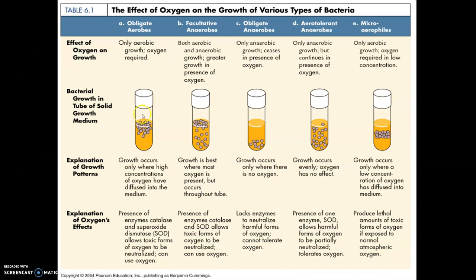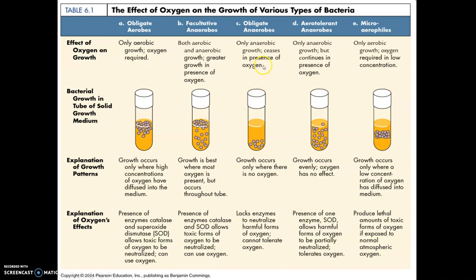So this would be where the oxygen is, right? So this is where the air in the tube is. So the pink dots represent the bacterial growth. So you can see the obligate aerobes, they're going to be towards the top because that's where the air is, okay? Facultative anaerobes, they're going to be all over, okay? But especially at the top, because facultative anaerobes will use oxygen when it's there, but they don't require it. So they're going to grow throughout the whole tube.